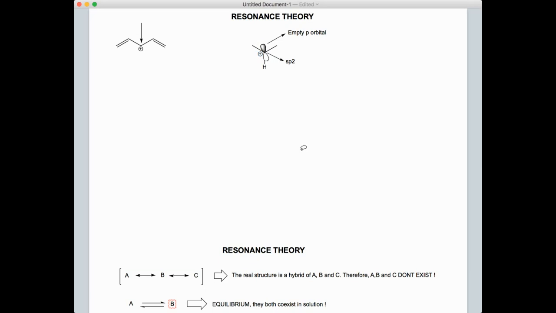Okay? So with that in mind, I'm going to ask another question here. And the question is, the carbocation shown, is that carbocation a delocalized ion?